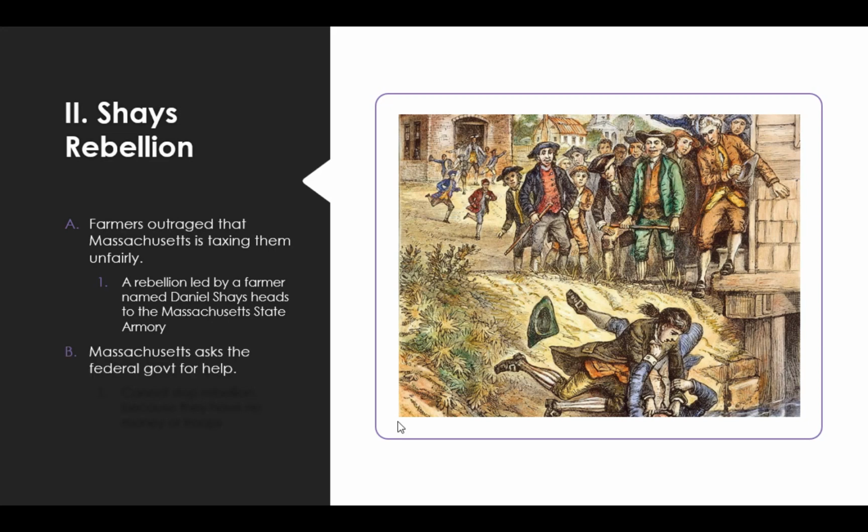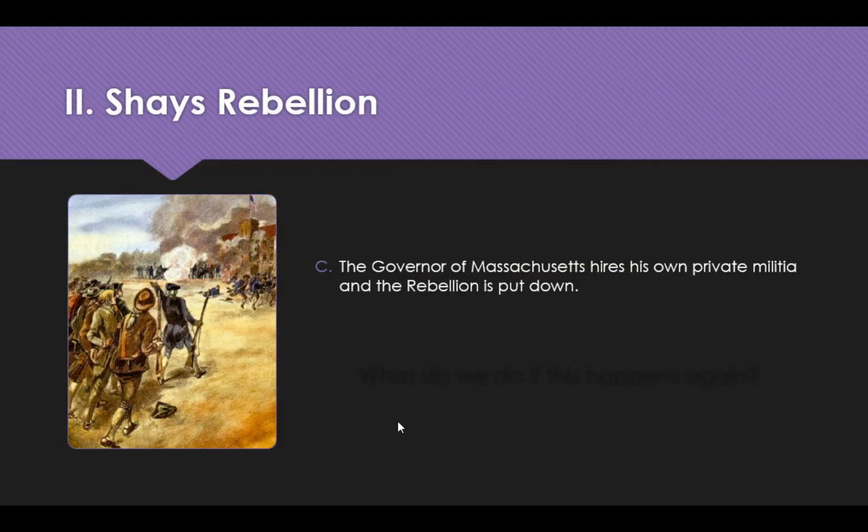So Massachusetts has no idea what they're going to do, and they go to the federal government for help. But the federal government has no money, and they have no troops. There's no way that they could stop this rebellion. Well, the governor of Massachusetts has to use his own money to hire a private militia, and eventually the rebellion was put down. And this caused worry for the rest of the colonies. So what are we going to do if this happens again?